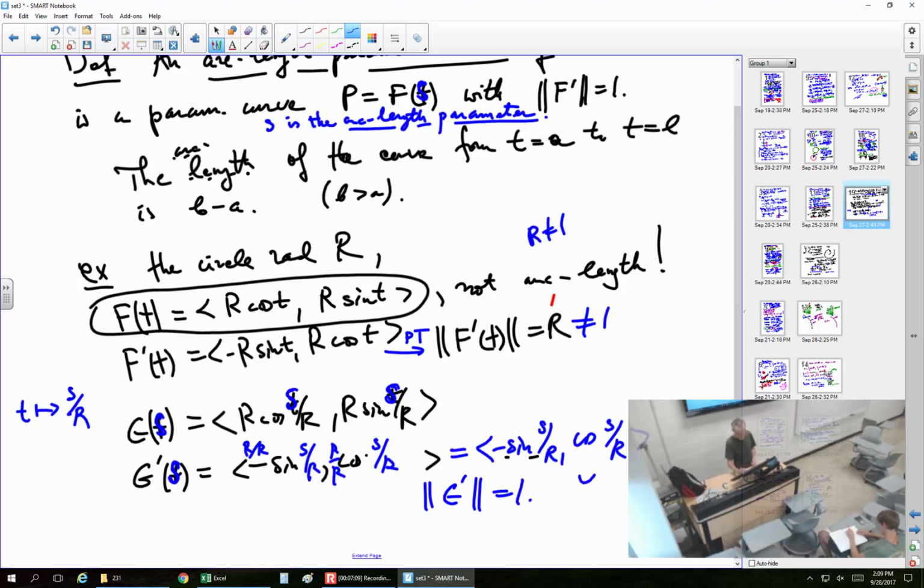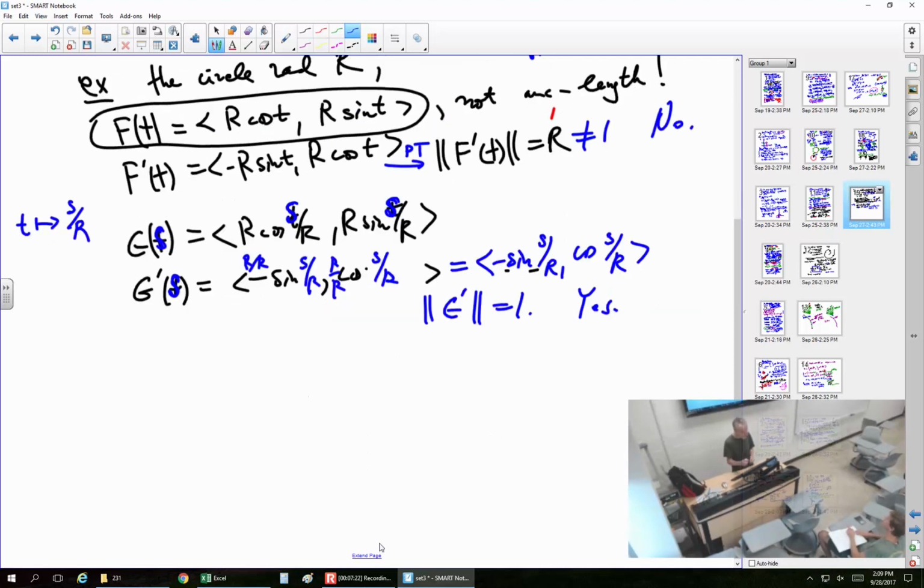Okay, so yes. So this was a no, and this one is yes. It is the arc length parameterization. So, okay, well, same thing. Let's solve the same problem for actually a simpler situation. And let's take this time a straight line.